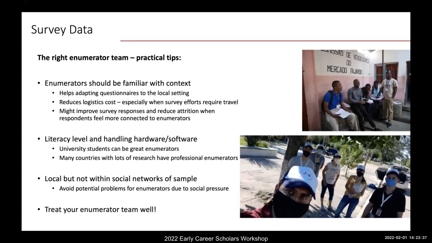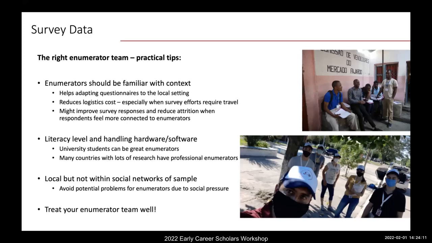Something important is that you do want enumerators to be locals, but not within the social networks of your sample, okay? So you want them to speak local languages, but you might not necessarily want them to have private connections with your respondents, because that can add a lot of social pressure for the enumerators to, for example, mess with the randomization assignment or payouts of survey incentives or games incentives if we have them.